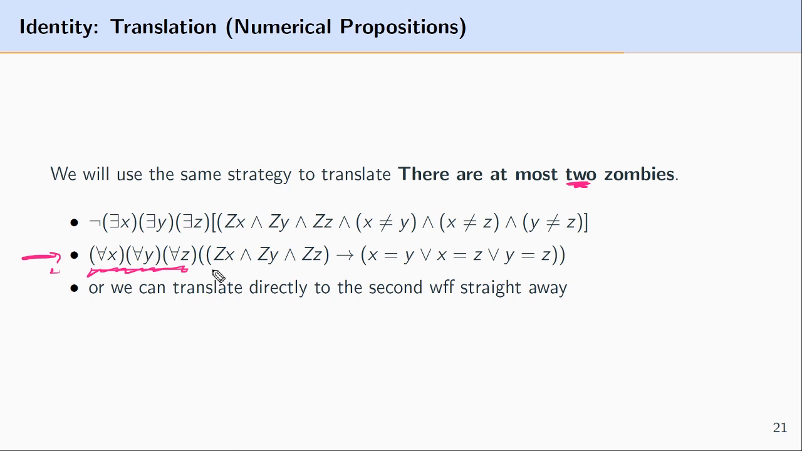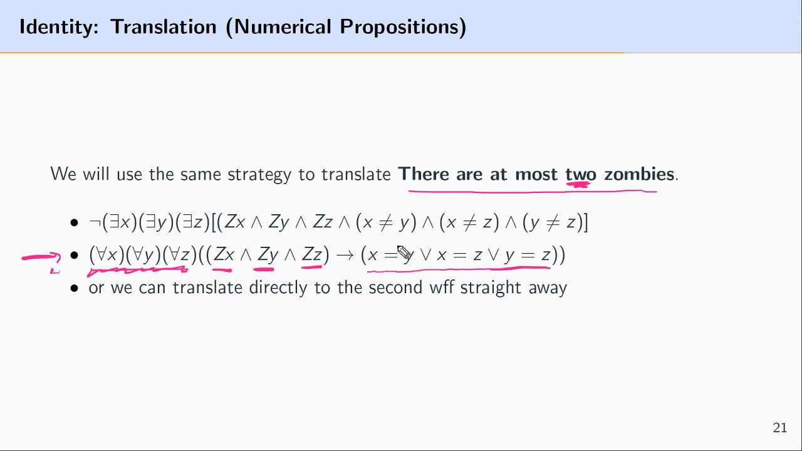In each case, we want to say that X is a zombie, Y is a zombie, and Z is a zombie. But then the important part comes in this consequent of the conditional right here. In order for this consequent to be true, one of these disjuncts must be true. Now, if they were all true, then this X, Y, and Z would pick out one thing. It would pick out the same zombie, in which case it would be true that there are at most two zombies, because there would be one zombie, and so there are no more than two zombies.